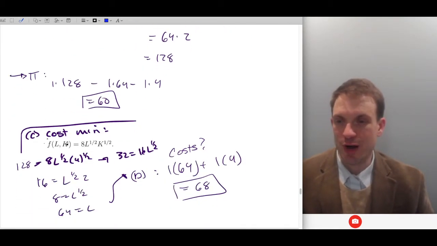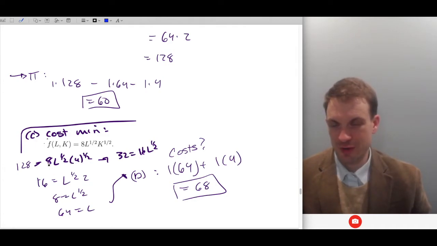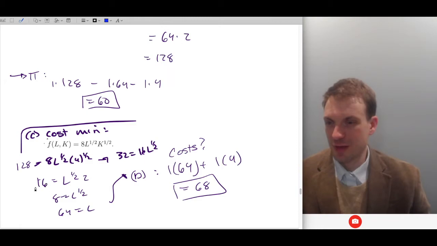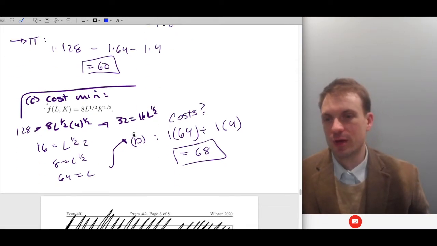Now the cost minimization problem. Here's our production technology. We want 128 units of output. We have fixed capital at 4, and so we want to solve. So we divide both sides by 8. That gives me 16, and then divide by 2. This gives me 8, and then square both sides. That's 64.